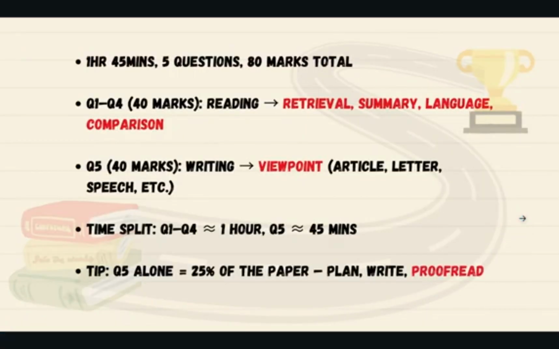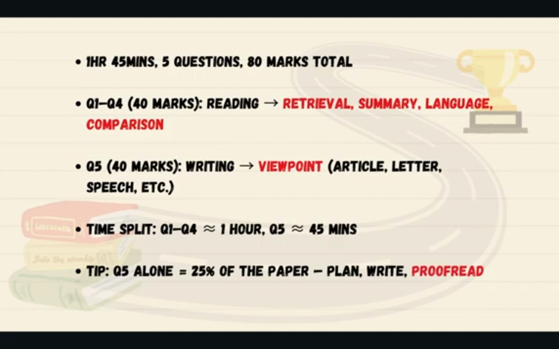Paper 2 is 1 hour 45 minutes in total. It's 5 questions and it's worth 80 marks. Question 1 to question 4 are worth 40 marks, and this is the reading section, where the main skills we focus on are retrieval, summary, language and comparison. Question 5 is 40 marks, and this is your writing section, where we look at the viewpoint. So we have to write something like an article, letter or speech.